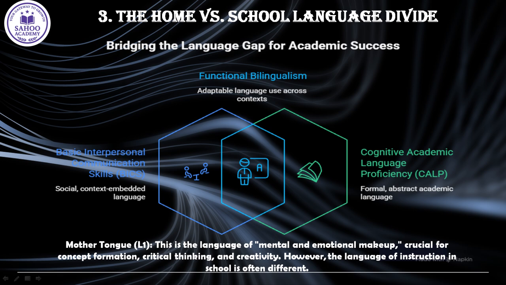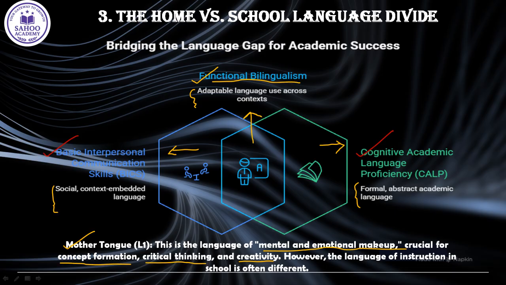Would you follow? Then there is CALP, that is Cognitive Academic Language Proficiency. This is the language of the classroom. It is the formal, abstract vocabulary found in textbooks. Words like photosynthesis, democracy, or natural numbers. It's the language needed to compare and contrast, to hypothesize, to analyze things. This language is context reduced. It stands on its own, often without visual or situational clues, and it is highly cognitively demanding. Okay?